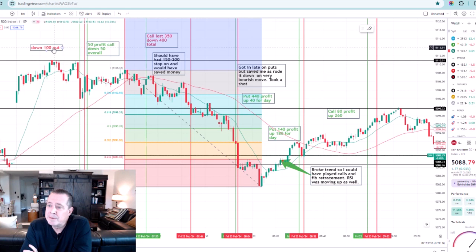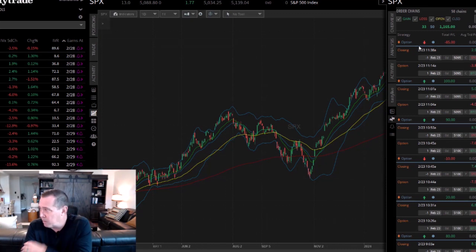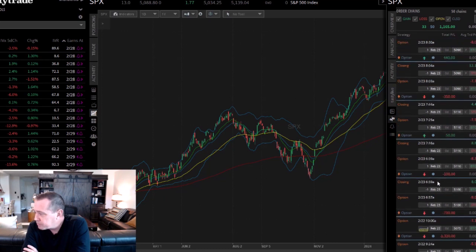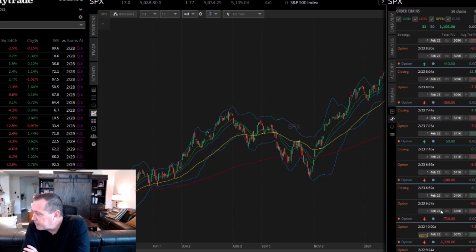I right away violated my rule. I should be in calls at this stage, but I bought a put. So let's go back on the SPX on the 23rd. The first trade that I made was right here. I bought the 5100 put, and I sold it. I bought it at 657 and sold it at 659, lost $100.